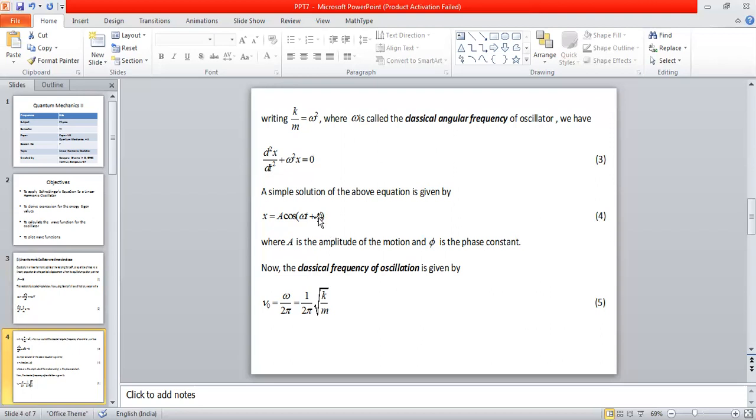In certain situations, this may be 0, it may be some other value. So that is not a problem. Anyhow, this constant phi is what we call the phase constant or initial phase angle.